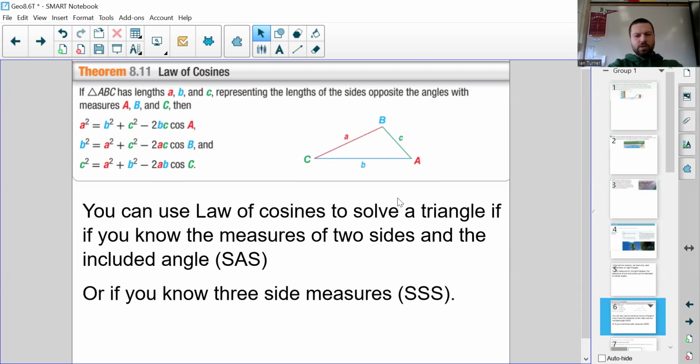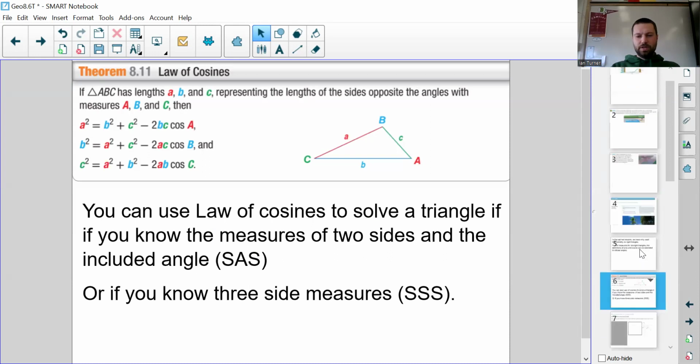So we want to use the law of cosines to solve a triangle if we know two sides and an angle, or if we know all three sides, okay? So we need to have either side, angle, side to use the law of cosines, or we need to have side, side, side. Otherwise, we can't use this one. All right, and I'll show you an example of each one. So again, I would definitely make sure you write down when we can use it.